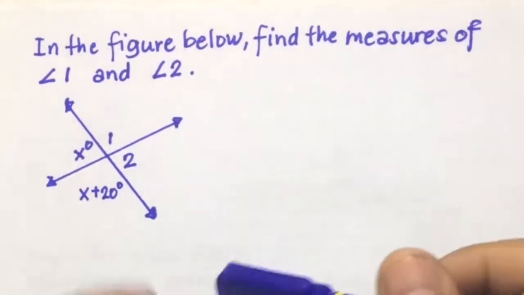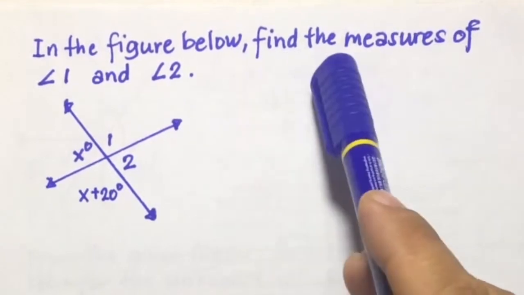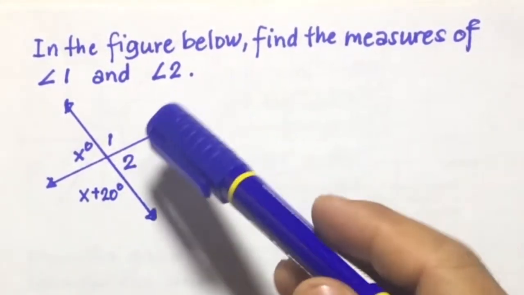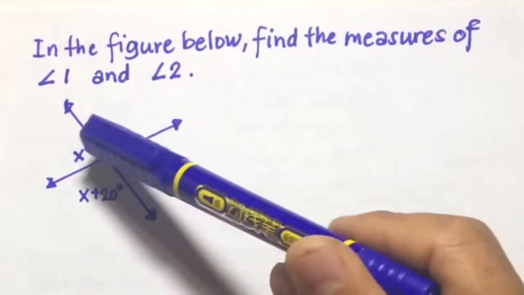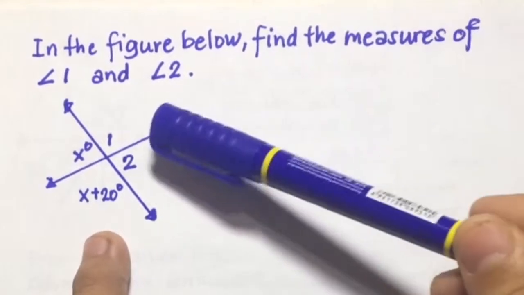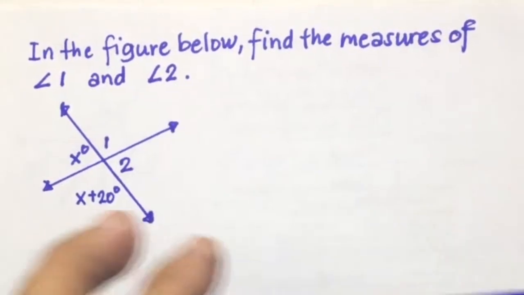Let's have our last example. In the figure below, find the measures of angle 1 and angle 2. So this is the figure here. We have here this angle x degrees. This one is x plus 20. Then this is angle 1 and this is angle 2.